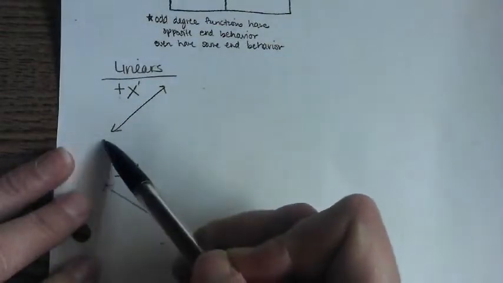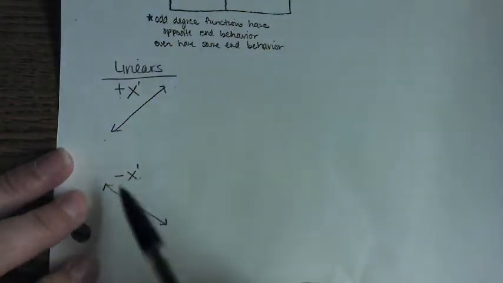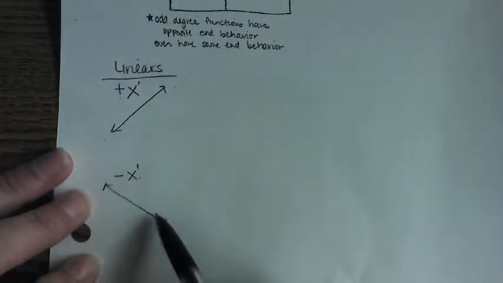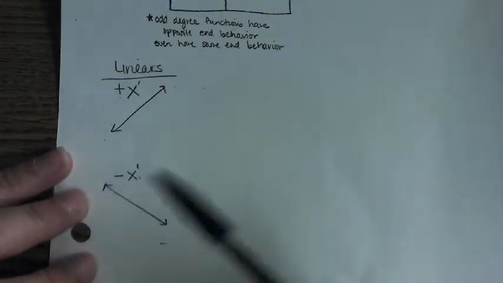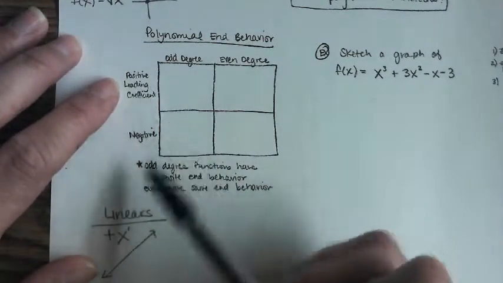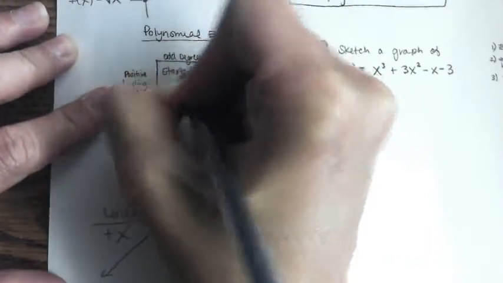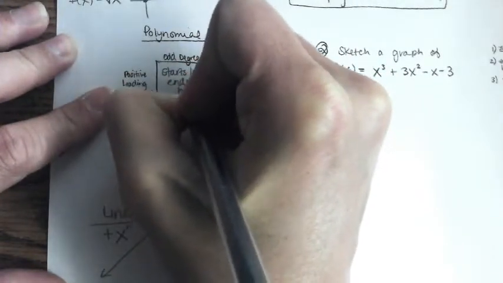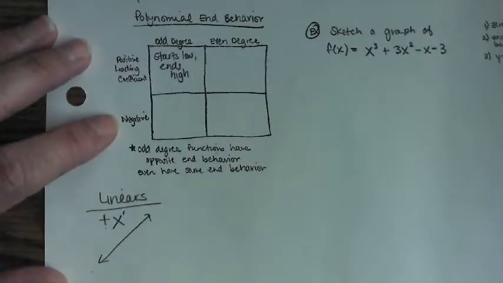If it's positive, it starts low and ends high. If it's negative, it starts high and ends low. And your third degree polynomials, your fifth degree polynomials are going to have that same behavior. So if you're an odd degree and you have a positive leading coefficient, it starts low, ends high. And if it's a negative, with a negative slope, it starts high, ends low.